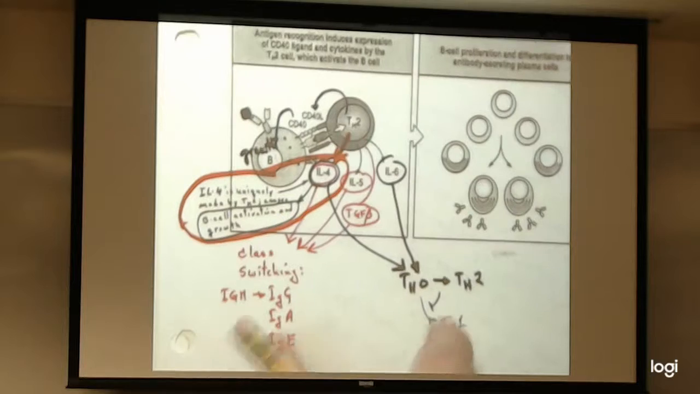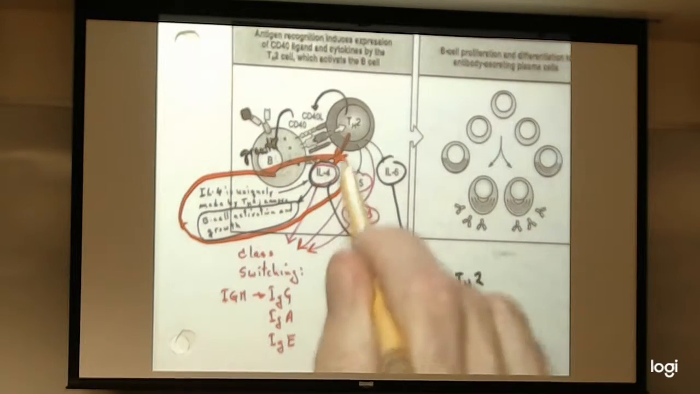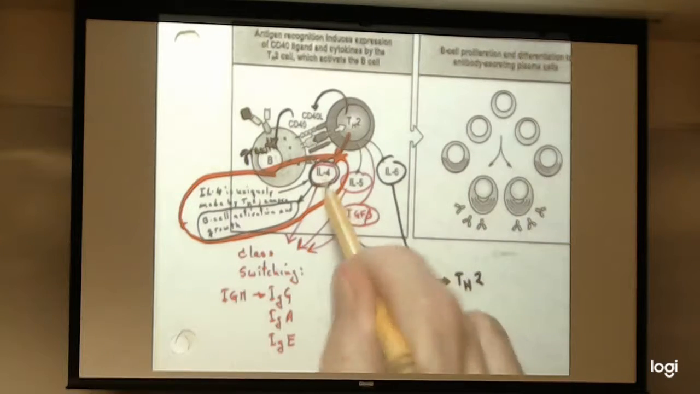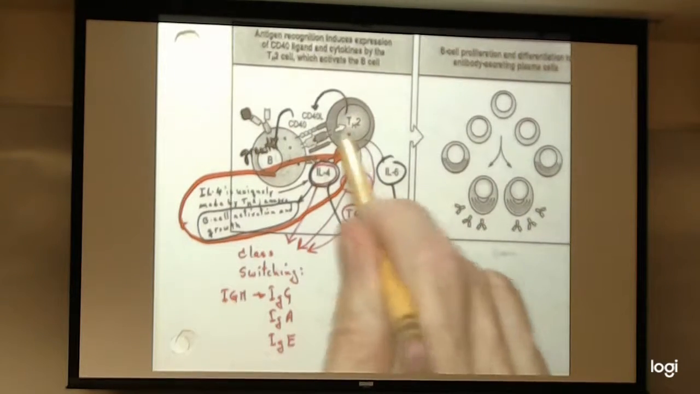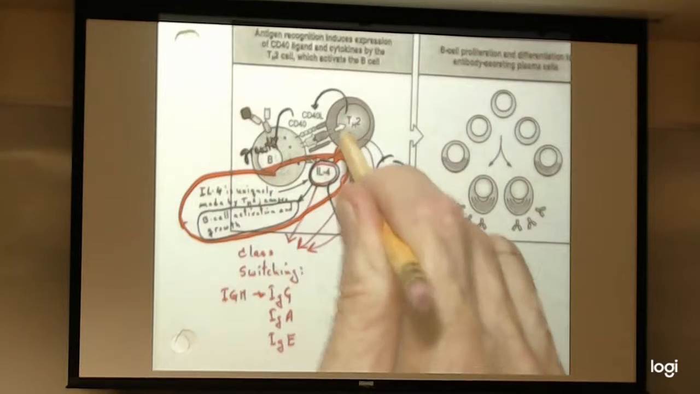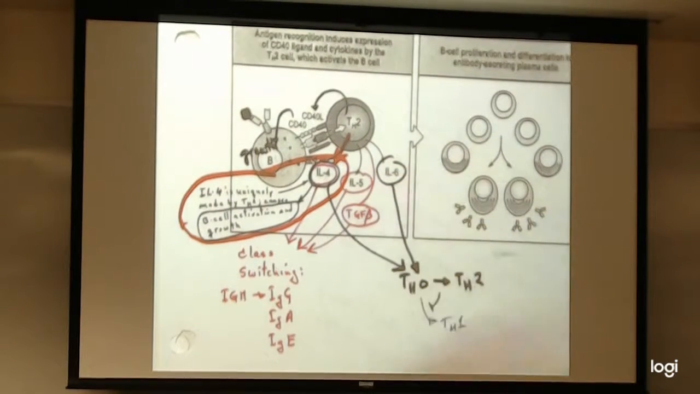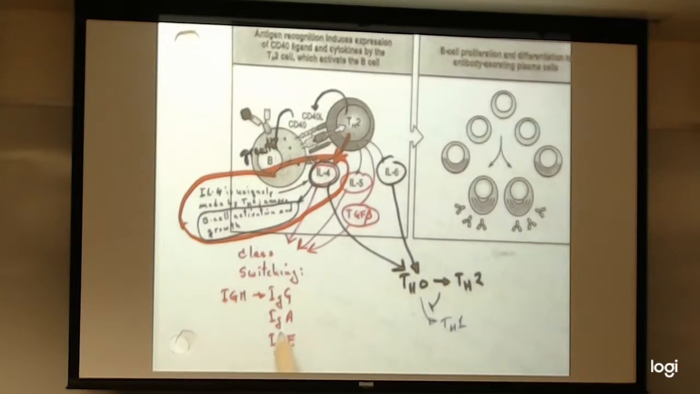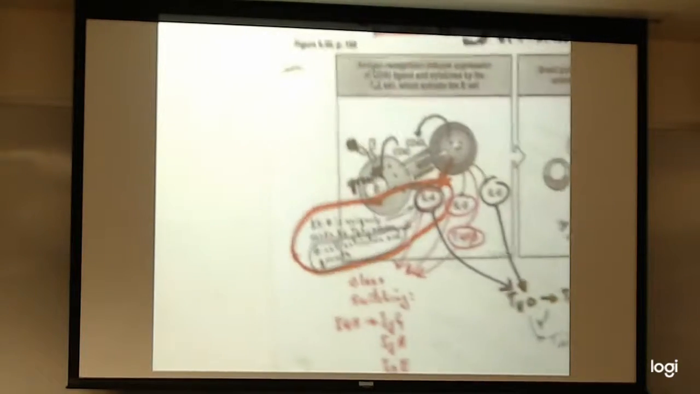You do not need to know, I'm not going to ask you, what other cytokines are involved in class switching. You're just going to remember IL-4 is made by T helper 2 cells, it's B cell growth factor, and just the general fact that other cytokines influence what kind of class switching is going to go on.